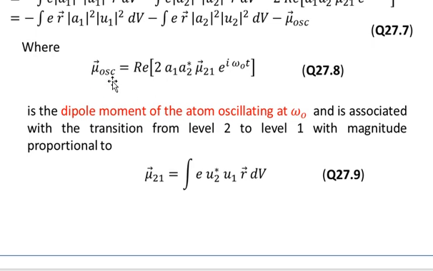So mu OSC is the dipole moment of the atom oscillating at omega naught. So you see that the dipole moment of the atom will oscillate at a frequency omega naught, as evident from the expression given in equation 8, and is associated with the transition from level 2 to level 1 with the magnitude proportional to. And you know that equation 8 contains mu 2 1, where mu 2 1 is the magnitude of this dipole moment, and given in equation number 9, that is mu 2 1 is equal to the integral of psi 2 star mu psi 1 into R into dV.